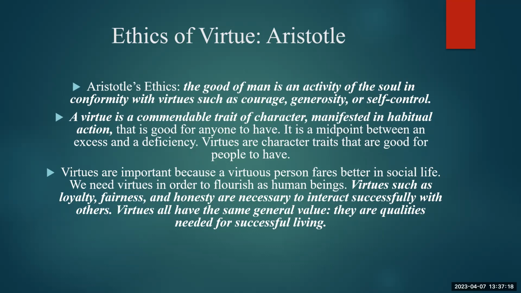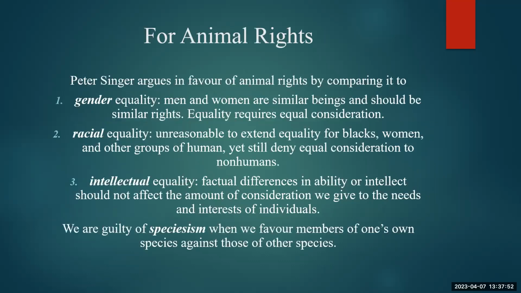So Aristotle says these virtues are not only socially useful, they make an individual a good person, a socially useful person, and the virtue sits halfway between that excess and a deficiency. So virtues such as loyalty, fairness, honesty are all necessary, right? They're necessary for people to interact with one another to some degree of success. And they're all qualities that are necessary for successful living, and also qualities that are necessary for a society to continue functioning.